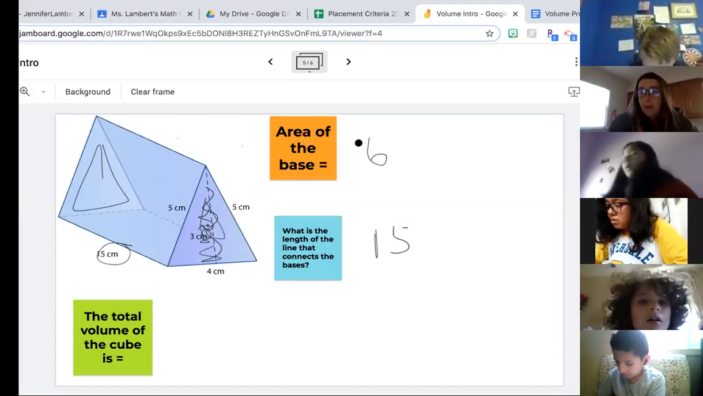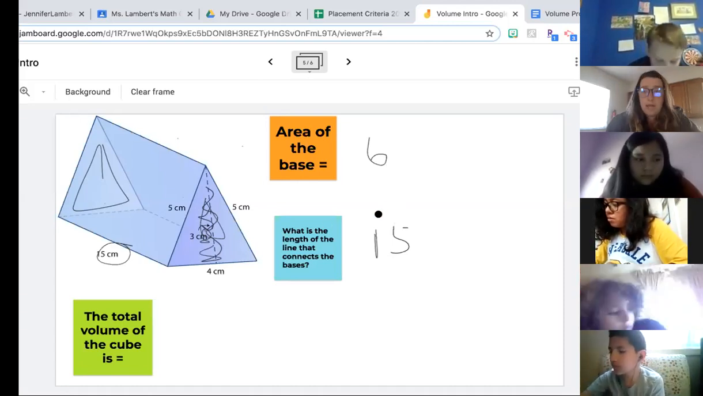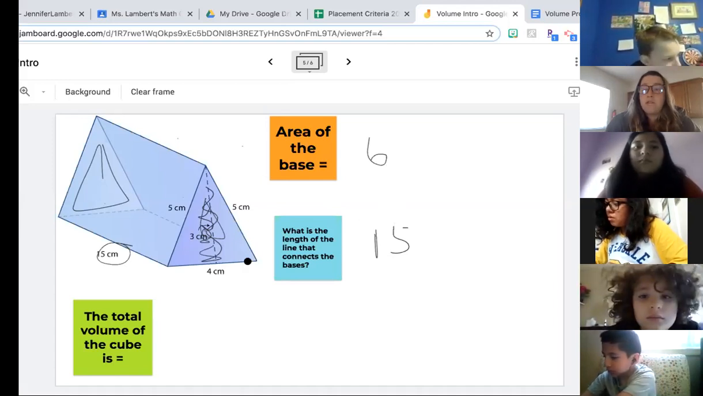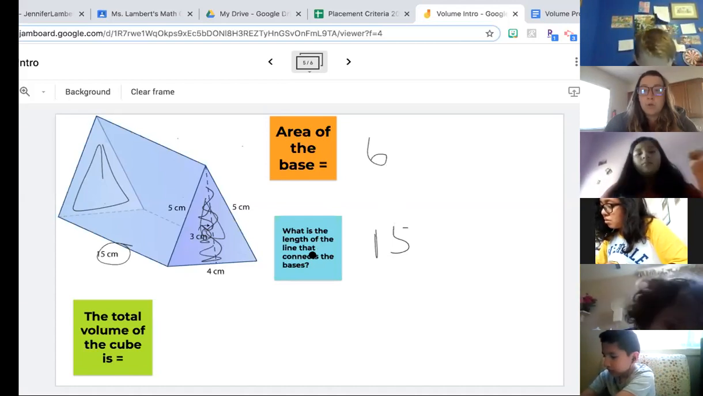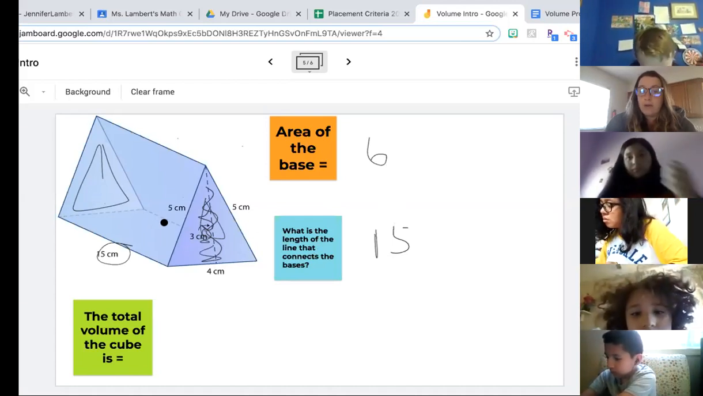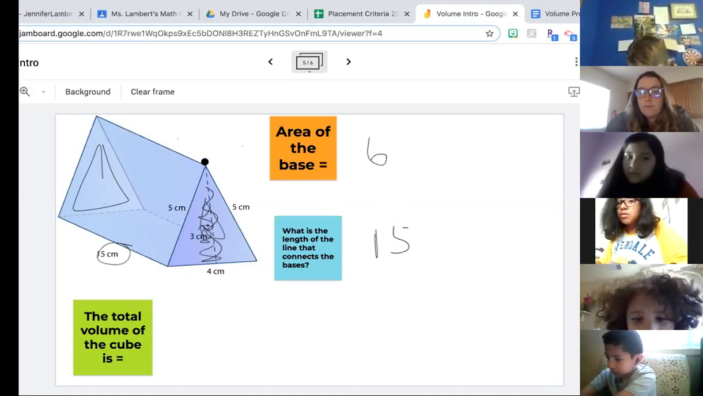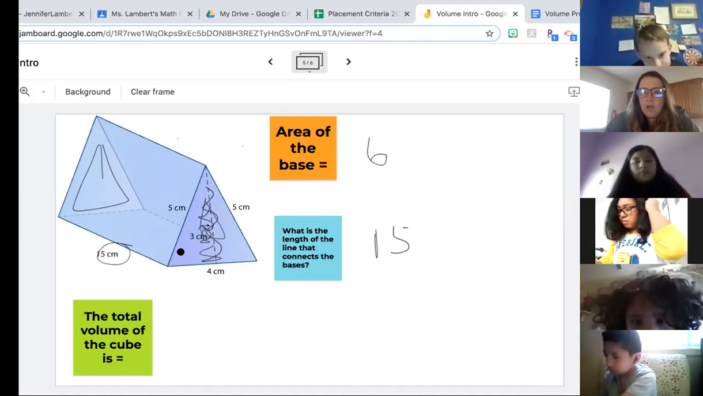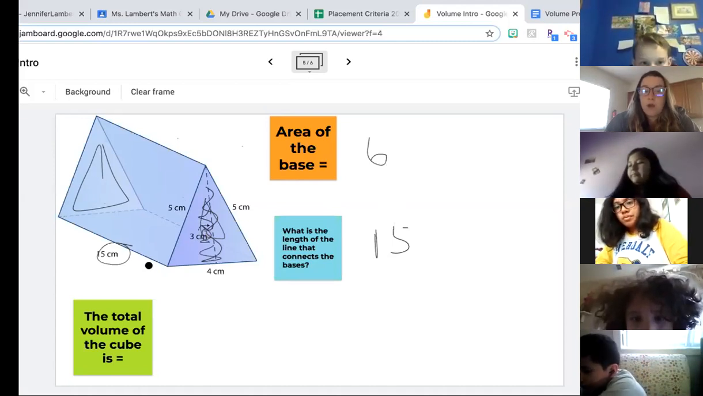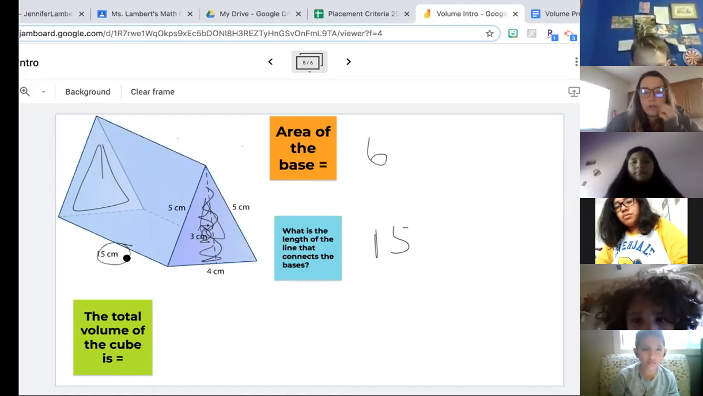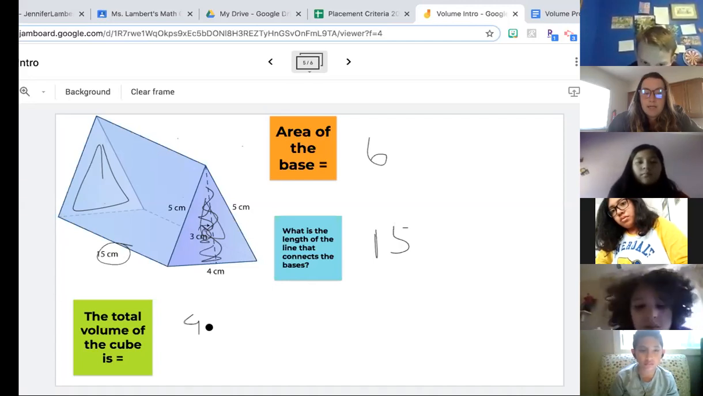So the area of the base of the triangle for this triangular prism is 6. The 15 is the height of our prism, or I look at it as the line that connects your two bases, the two triangles together. The 5 doesn't connect two triangles together. The 5 is just from the top of the triangle diagonally here. I want the line that connects my bases, so the line that connects the two triangles. So 15 connects it. So I have 6 times 15 is 90.